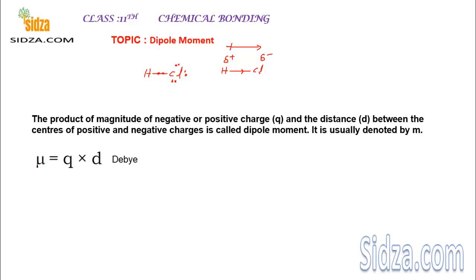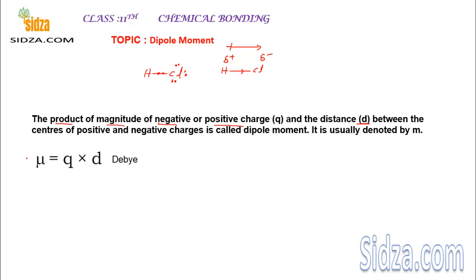So what is a dipole and how do we define the dipole moment? Dipole moment, you can say, is the product of the charge separation. How much charge separation is there due to the difference in electronegativity? So if the charge separation is more, the dipole moment will be more. Basically, dipole moment is the product of the magnitude of the charge separation times the internuclear distance between the two atoms.